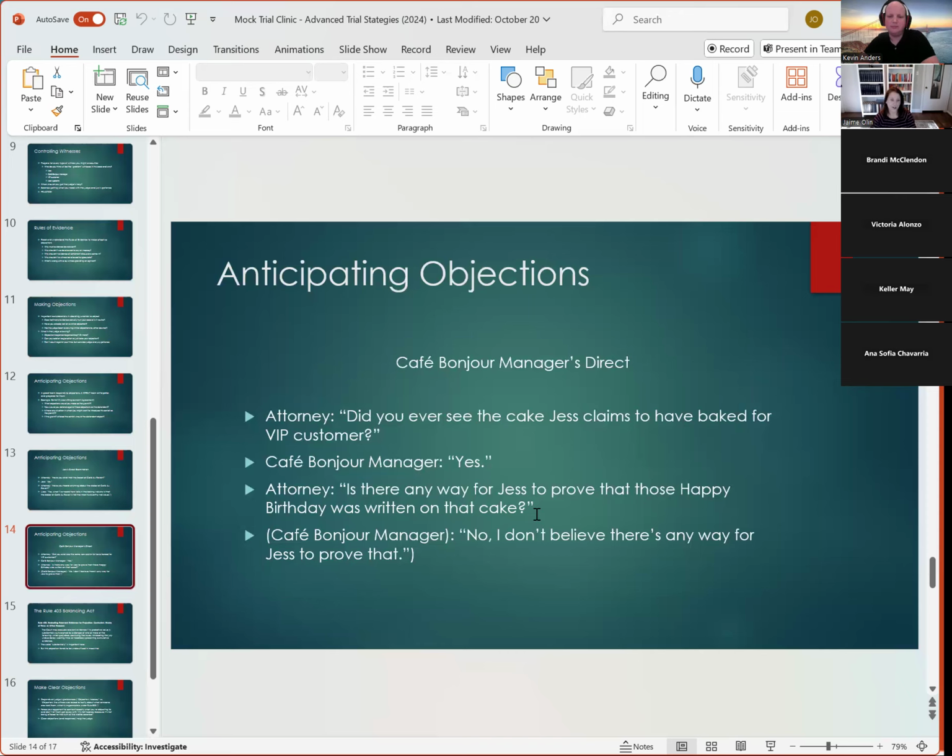Okay, so I see speculation, and yeah, that's definitely one way to go with that. Because how would the manager know if Jess could prove that? The manager doesn't have those facts. That would just be pure speculation. So that is one good objection. There's one other one that I'm thinking of. Does anyone else know what other objection could be appropriate here?